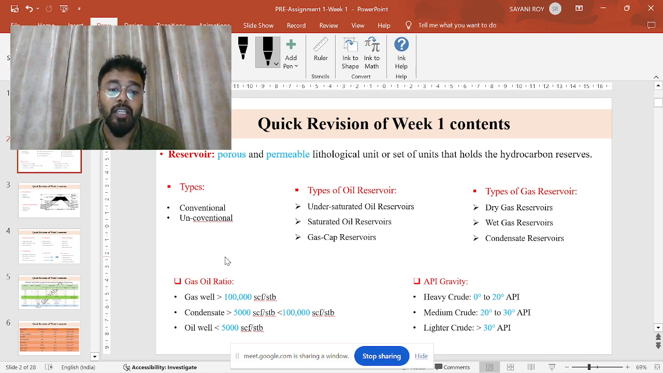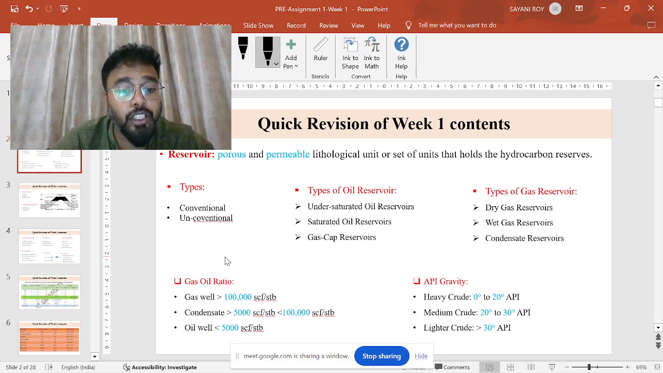So for gas, the GOR is more than 100,000 SCF per STB, which means 100,000 cubic feet of gas is released from one stock tank barrel of oil. For condensate, the range is between 5,000 to 100,000. For oil well, the range is less than 5,000. For oil well, 5,000 standard cubic feet of gas is released per STB of oil, which means less than that.